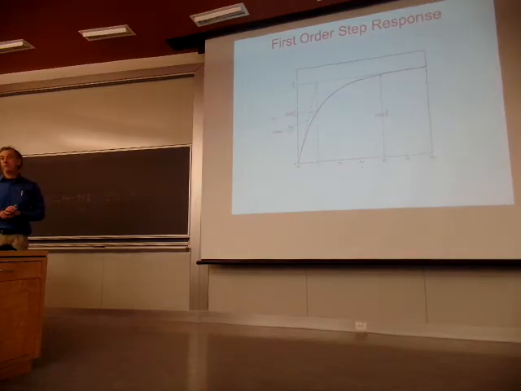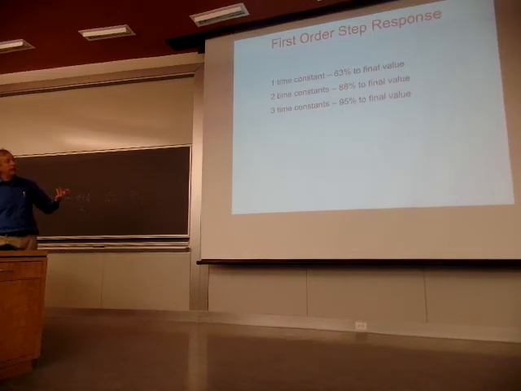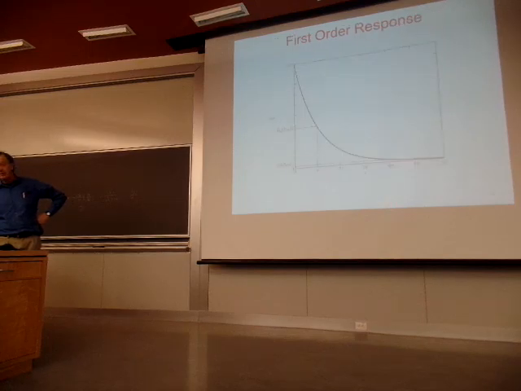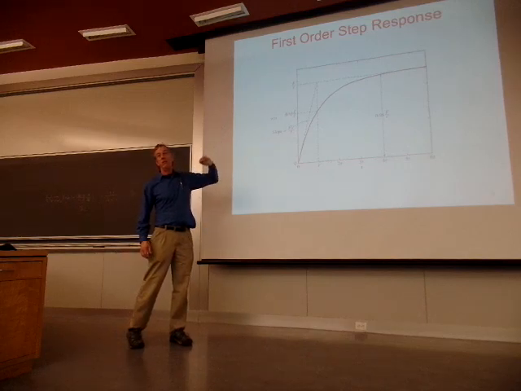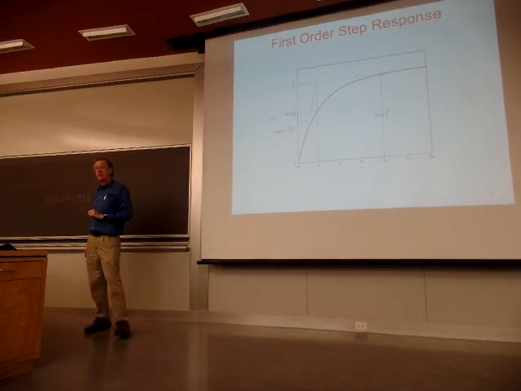First order response, pretty simple. One parameter to deal with. So in this case, one time constant is 63% of the final value. Two time constants, 88%. Three time constants, 95%. Four time constants, 98%, and so forth. Pretty easy specifications. Will a first order system ever overshoot? Ever go past the steady state response?